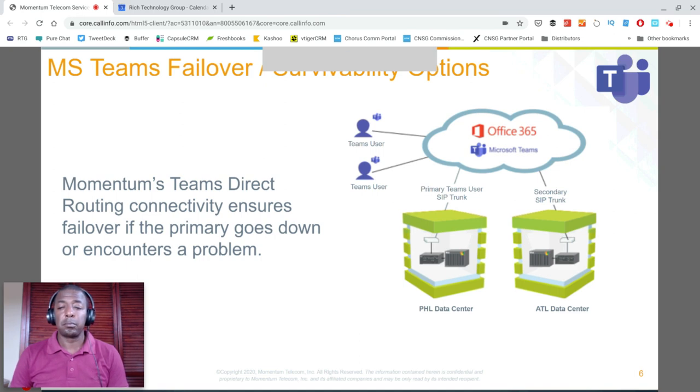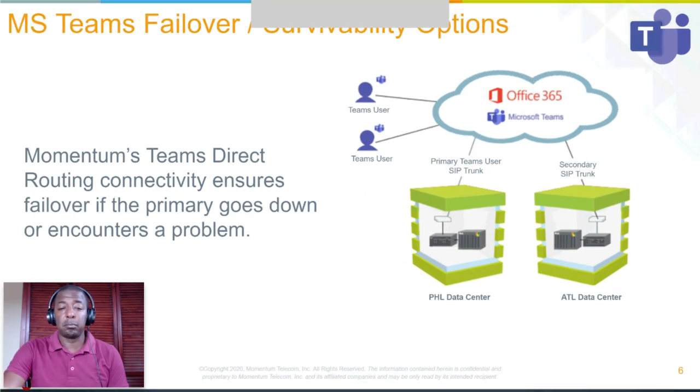So what we've built with the Microsoft Teams cloud is we've utilized the Microsoft Teams direct routing connectivity to build the Microsoft Cloud directly into Momentum's Philadelphia data center and Momentum's Atlanta data center. We've built those in geographically redundant, highly available data centers. Those cloud connectivity options are scalable, and it offers customers a couple things. If you look at Microsoft's direct routing, it allows customers to look at providers like Momentum that can offer better rates. It offers carrier redundancy.